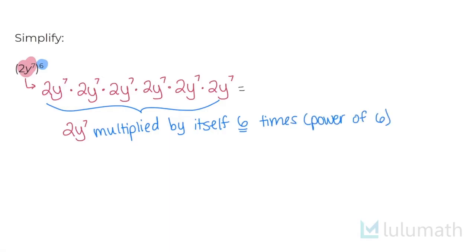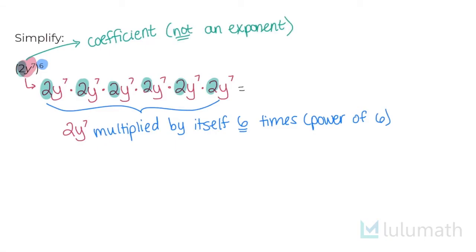Now we have to be really careful at this step, because this 2 that we have in front here and these 2s are all coefficients. So the rule is different for the coefficient because it's just like a normal number, as opposed to the rule that applies to an exponent. So we literally need to raise 2 to the power of 6. Here, when I multiply 2 by 2, I get 4, and then 4 times 2 is 8, and then 8 times 2 is 16, and then 16 times 2 is 32, and then 32 times 2 is 64.